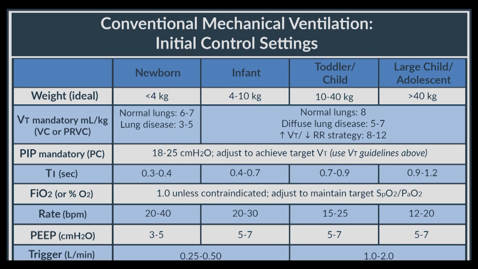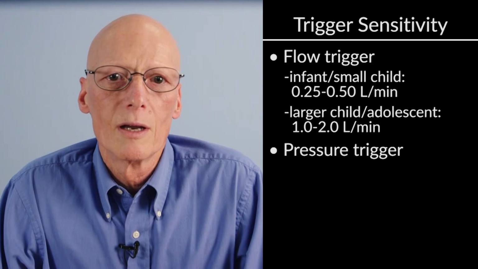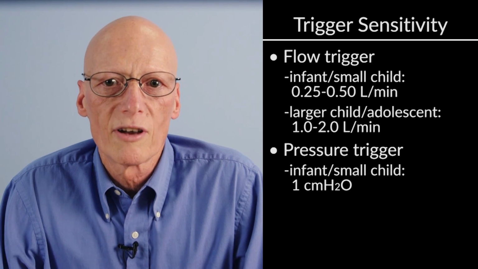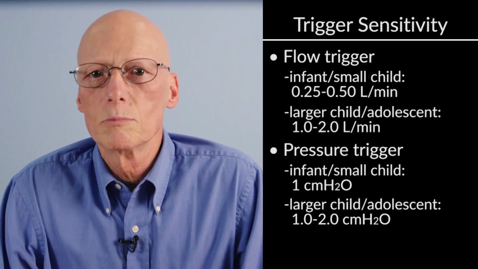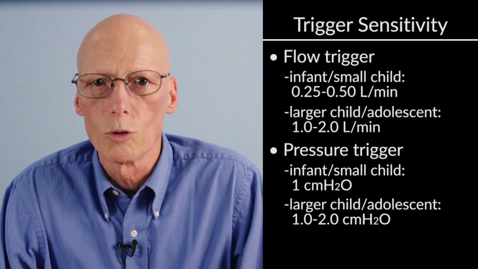If you are setting a flow trigger, for our smaller patients, infants, small children, 0.25 to 0.5 liters per minute is probably a reasonable starting point. On bigger children, adolescents, 1 to 2 liters per minute is probably going to be a reasonable place to start. With pressure trigger, for our smaller patients, we probably do not want to set more than 1 centimeter of water pressure as our threshold, although for large children, adolescents, 1 to 2 centimeters of water pressure will be appropriate.